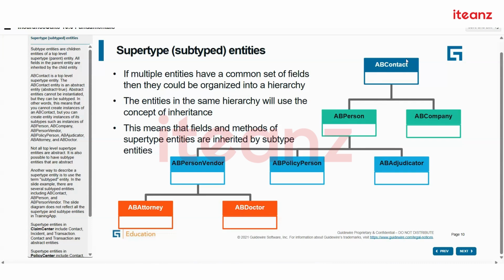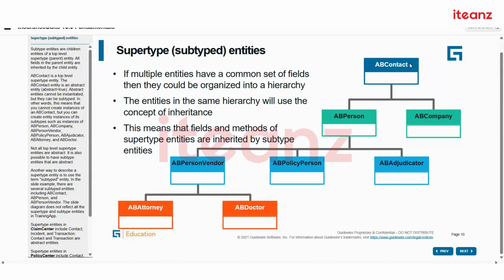So AB contact is nothing but an entity. Okay, just treat this as an entity. And we can have n number of contacts, like policy drivers or person, company, anything you can have as a contact, right? So now, say for example, you need to derive the property of this AB contact, and you need to create two different types of contacts. One is person, and the other one is company. Okay, and it should acquire all the fields from the AB contact.